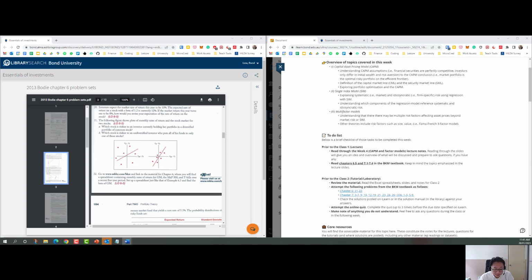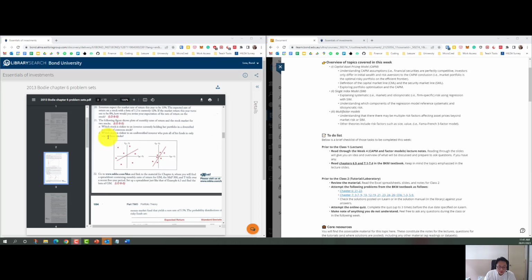If you look at the dispersion of points, look at the gradient, and then look at the dispersion of points in that area. So let's look at 21A. Okay, so which stock is riskier to an investor currently holding a diversified portfolio of common stock?